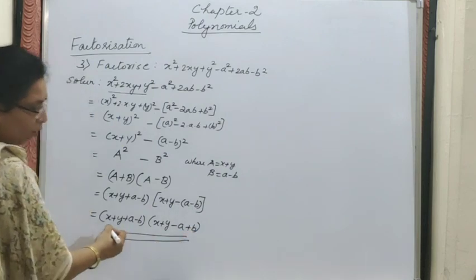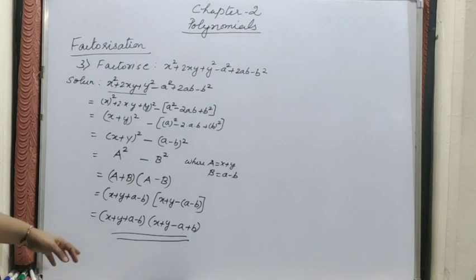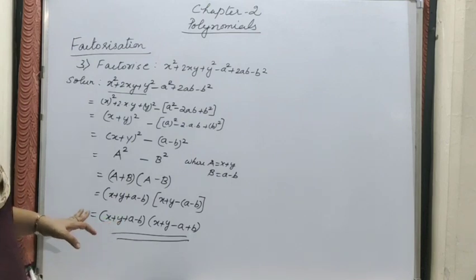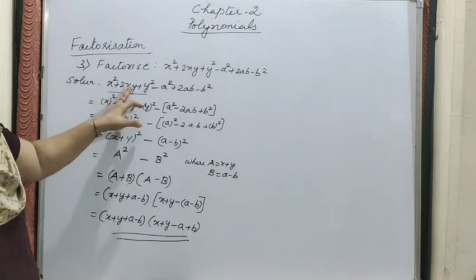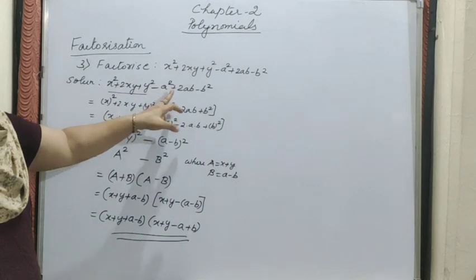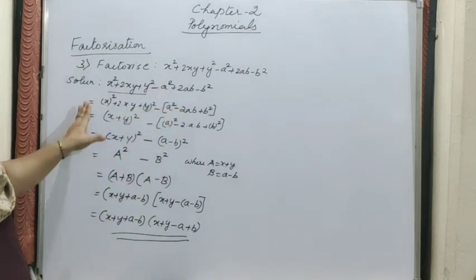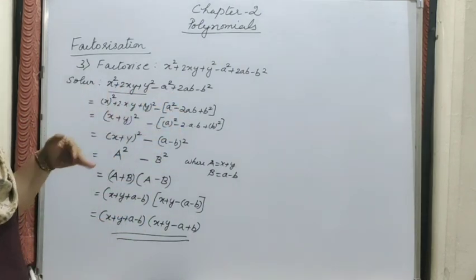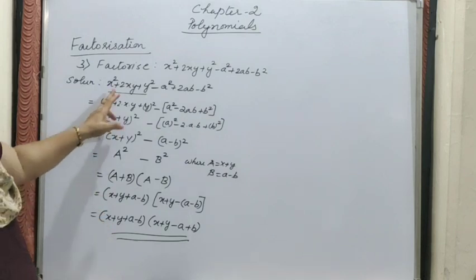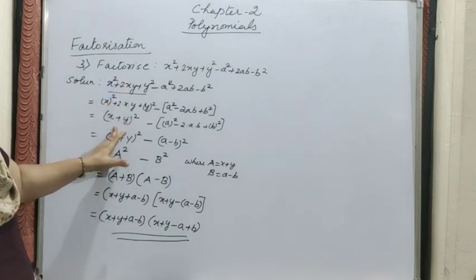We got it in the form of a product, right? Now I'll explain once again. See, x square plus 2xy plus y square minus a square plus 2ab minus b square. There is no problem with the first three terms. It is a direct application of our identity. So you are getting it as x plus y whole square.